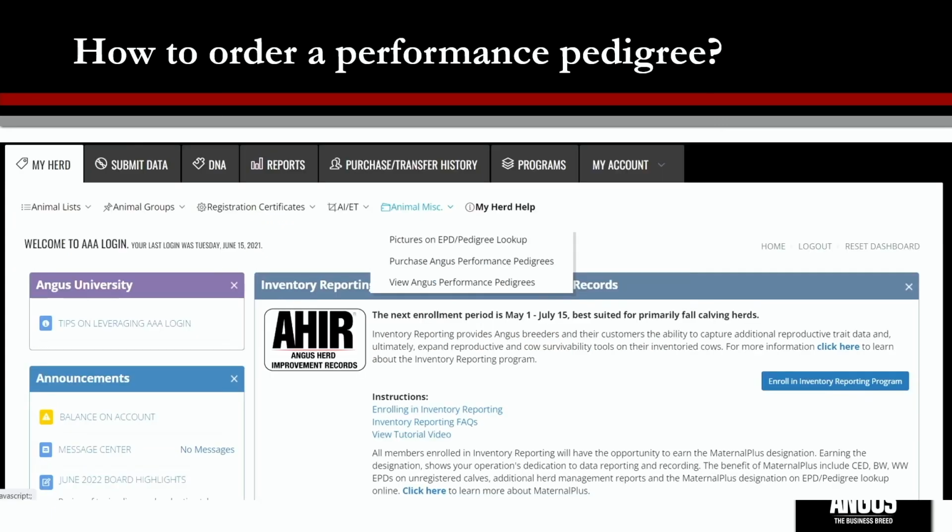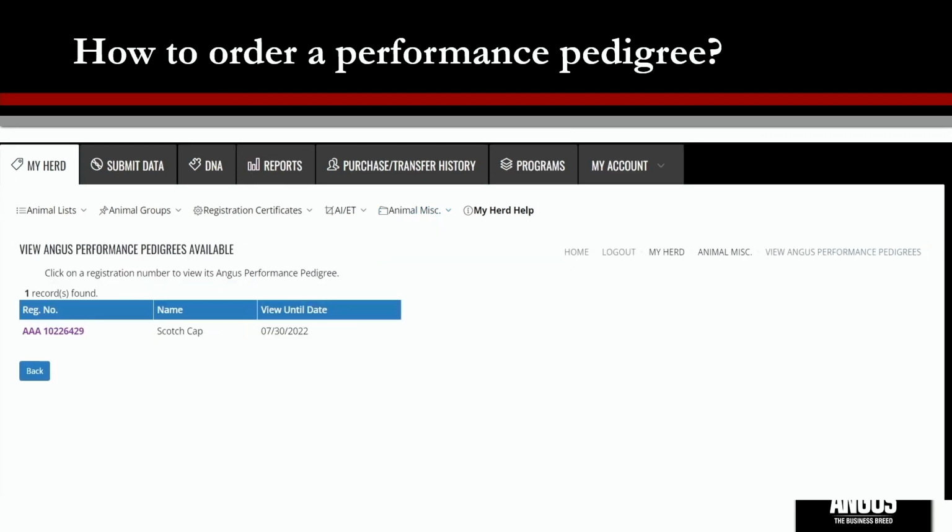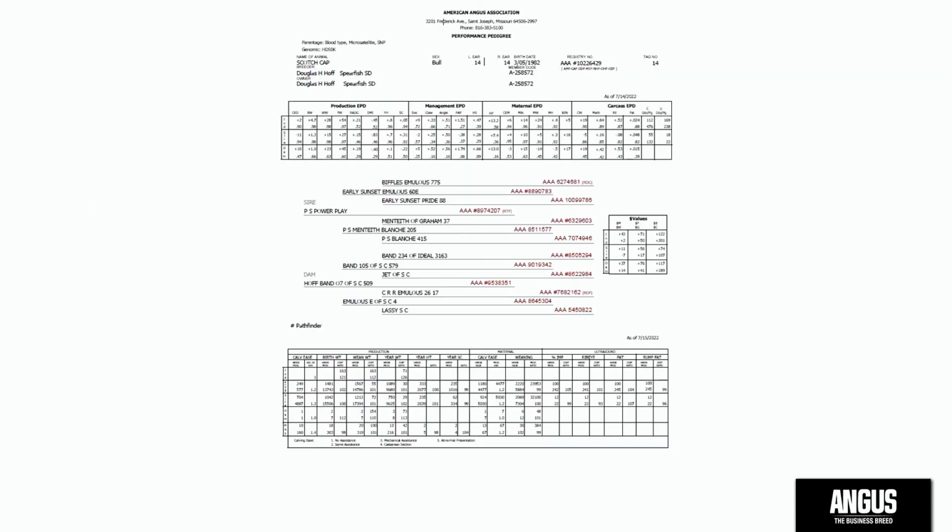Once you receive the email, you'll navigate back to AAA login, go to My Herd, Animal Miscellaneous, and then view your purchased performance pedigrees. From there, you'll see the animals that you purchased. You'll be able to click on them and view them, and you have 14 days to view those performance pedigrees. This is an example of what the performance pedigree that you would see looks like.